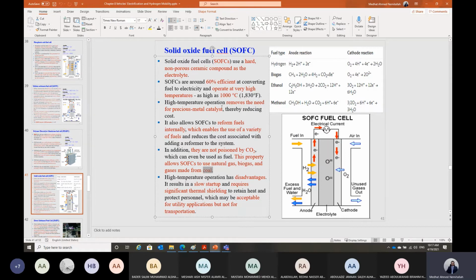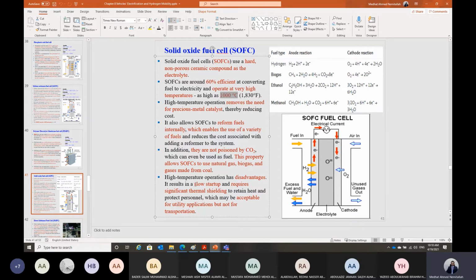As you can see here, the temperature is very high. That means we can use a cheaper catalyst because the operating temperature is very high. The reactions will be activated to be done at this very high temperature. We don't need a very high price catalyst. We can use any kind of cheap catalyst to have those reactions done.